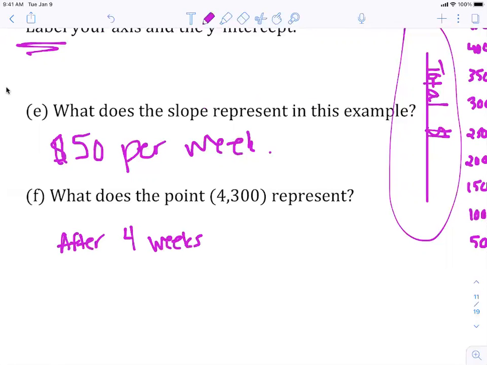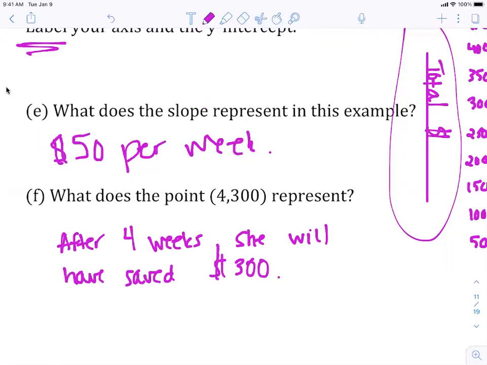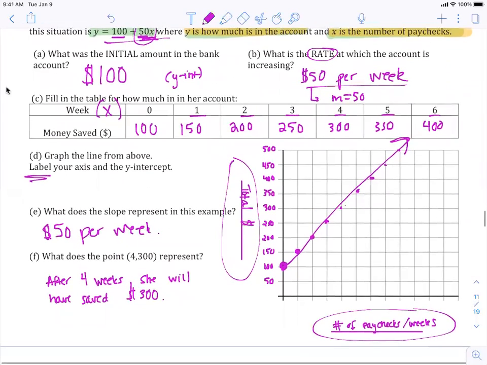Or paychecks. Like I said, both of those are kind of interchangeable. She will have saved $300. Okay. So a lot of this stuff is still just stuff that we've kind of done already. It's just we're adding in some more meaning to it. We're adding in units. We're adding in some different types of questions.